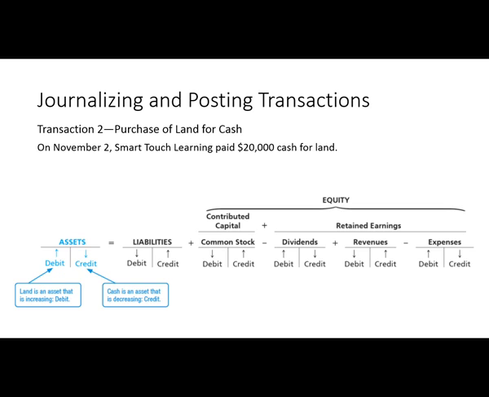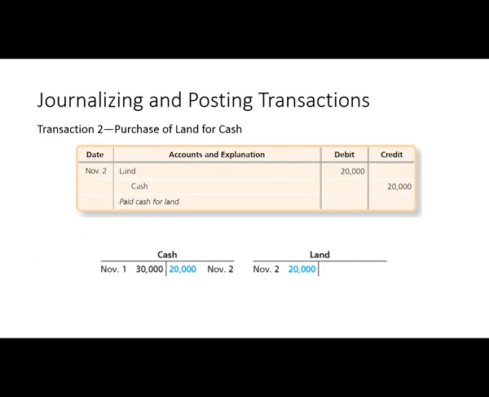Cash, however, is an asset that's decreasing, and so it's going to be credited. You're not always going to be debiting assets. We're also going to be crediting them, because assets are going to go up and assets are going to go down. That's what's happening in this example. One asset, land, is increasing by 20,000. Another asset, cash, is decreasing by 20,000.